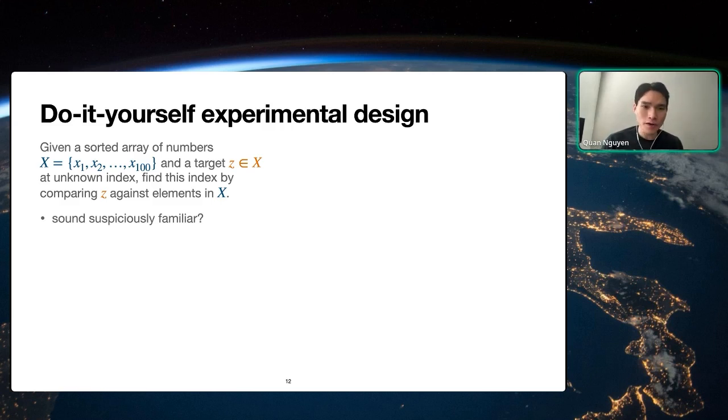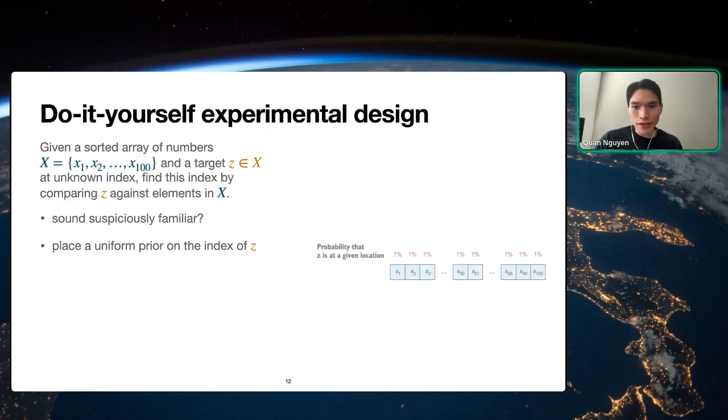But let's try to approach this from a fresh angle, right? From the angle of Bayesian experimental design. Remember, what we want to do is place a prior on the index of Z, which is the quantity that we are interested in. Here we will place a uniform prior on Z. So it could be at the first index, second index, or the last index. Each index has an equal probability of 1%.